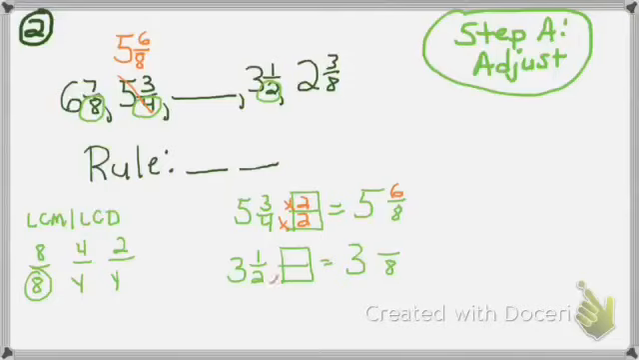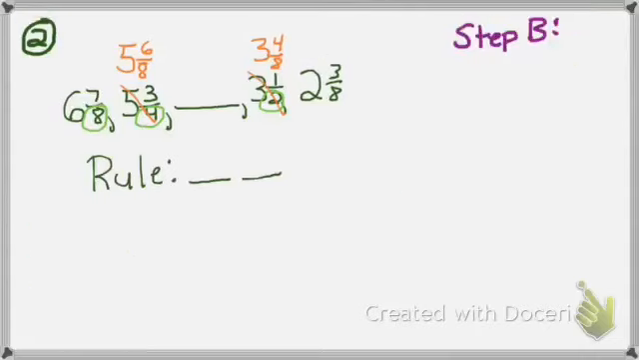What do I do to a 2 to turn it into an 8? 2 times 4 equals 8. Whatever I do on the bottom, I must do on the top. So times 4. Solve. 1 times 4 is 4. Cross out the 3.5 and put in the new mixed number with the common denominator of 8. Okay, so I have adjusted all my fractions. I'm ready to move on to step B.